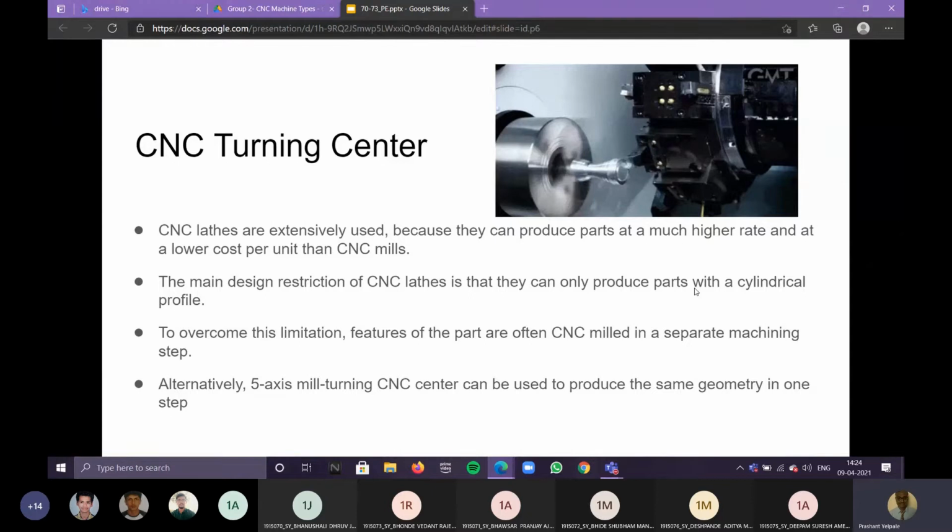Good afternoon, sir. So let us start with the CNC turning center. CNC lathes are extensively used because they can produce parts at a much higher rate and also at lower cost than ordinary CNC mills. But there is a main design restriction of CNC lathes: they can only produce parts with a cylindrical profile. To overcome this limitation, parts are often CNC milled first and then CNC turned, or alternatively a 5-axis mill turning CNC center can be used. So these two steps can be avoided.